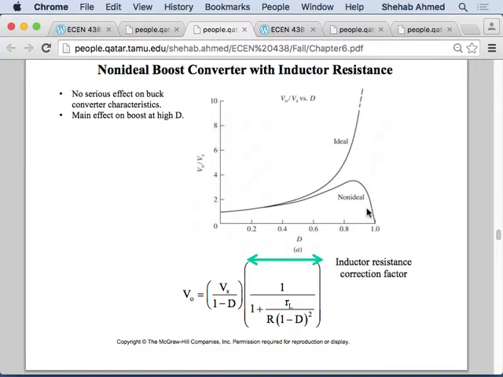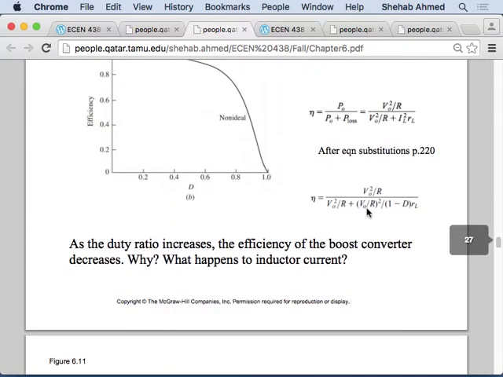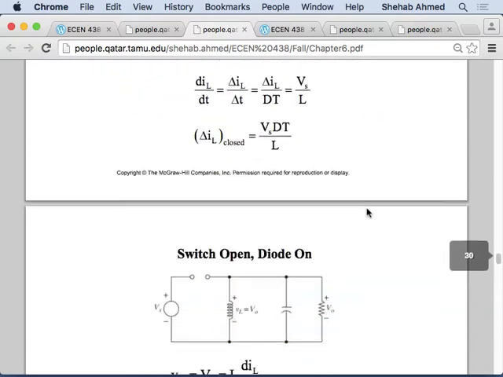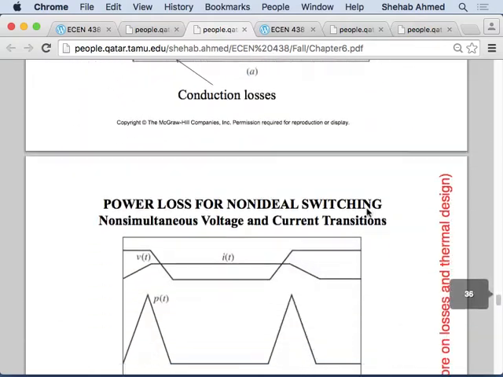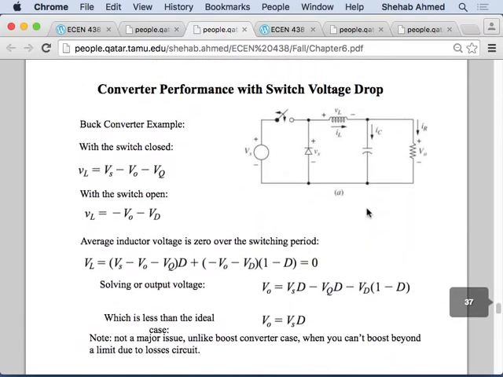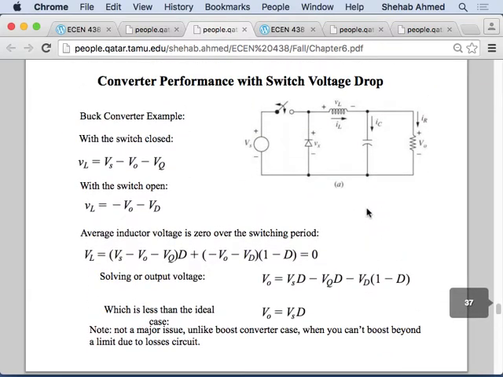So that's an effect that you see in the boost converter. In the buck converter, they didn't study that initially because it's not as important. Because in the buck converter, as you see in this slide, they didn't consider the effect of the resistance of the inductor. In this converter, they consider the effect of the voltage drops on the diode and the switch, right?